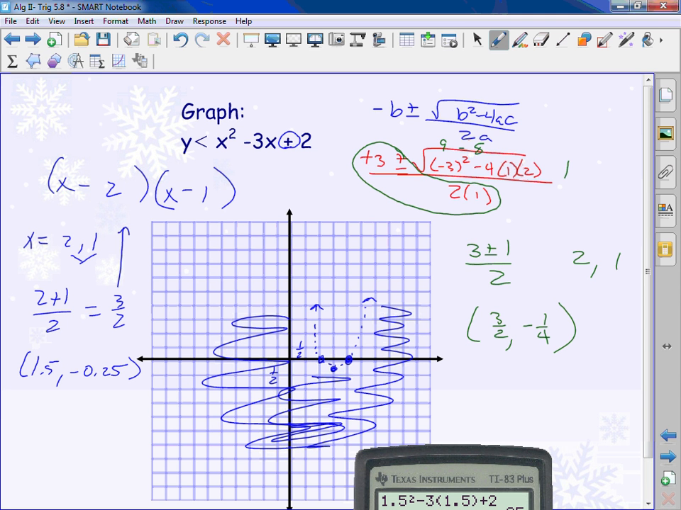I always try to factor it first. If I can factor it, I do the factoring method. If I can't, then I'll go to the quadratic formula. This is the vertex right here, same as what I have over here. I just have it written as a decimal. Do we get the gist of this lesson right now? Okay.